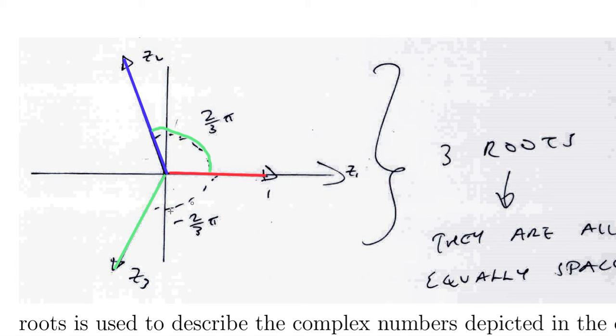This here will be 2/3 pi. This here, if I went from this side, would be minus 2/3 pi. And so they are all equally spaced. There are 3 roots, and they all solve the problem of what values, what complex numbers fit the idea of z cubed equals 1. Let's move on.